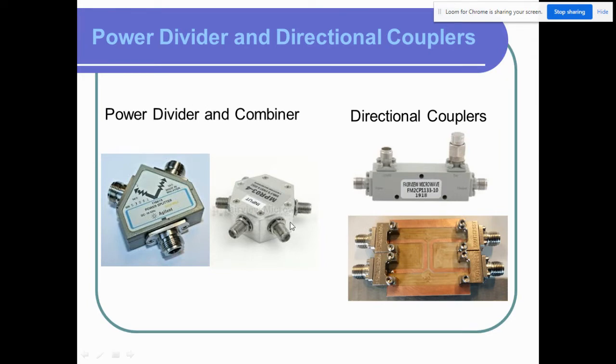Here there are some photos of the power dividers and combiners. I will tell you why we call them dividers and also combiners. And then there is another device, directional couplers. These are the power dividers. This one is a resistive power divider, which works from DC to around 14 gigahertz, from Agilent, a very renowned company.